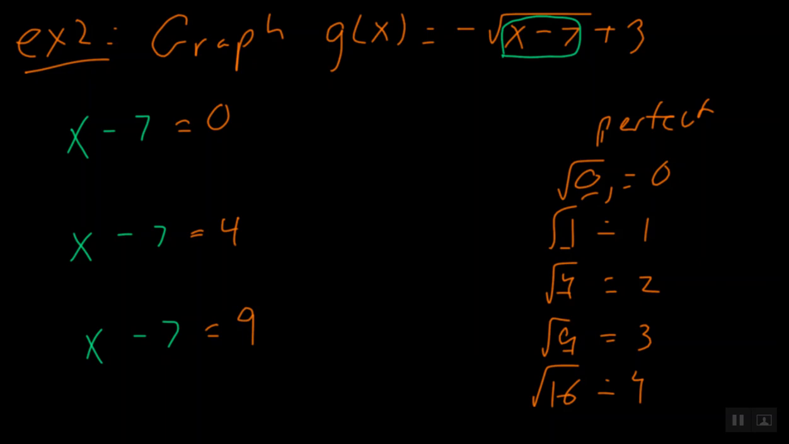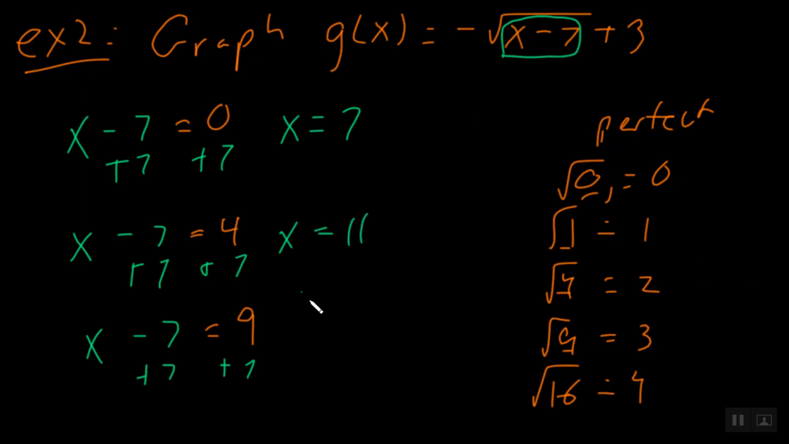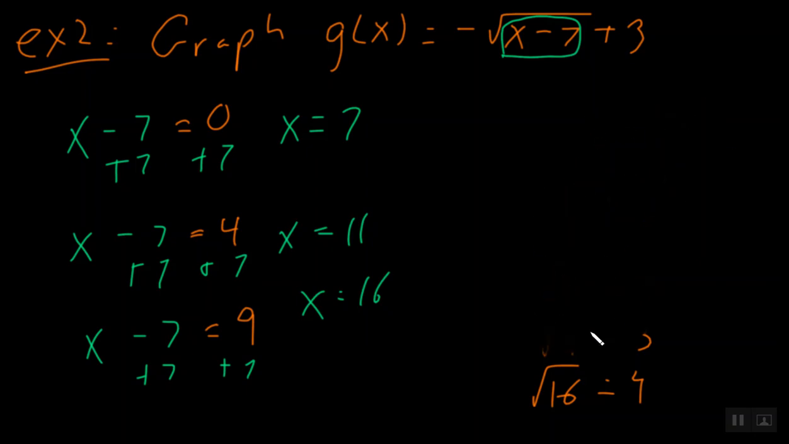To get x by itself, I will simply add 7 to each side to get rid of that negative 7. And what do we get? We get x is equal to 0 plus 7 is 7, 4 plus 7 is 11, and 9 plus 7 is 16. This might be a little trickier to graph, but these are my 3 x values that I am going to use: x is equal to 7, 11, 16.